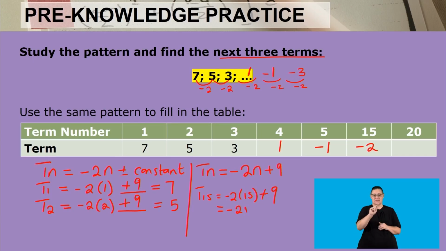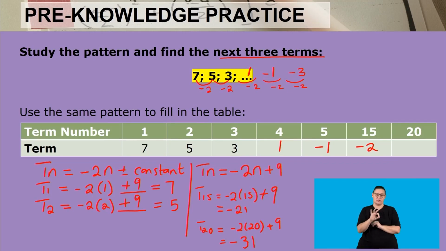And what about the 20th term? Well, when we multiply a 20 by negative 2 and we add 9, do you think you have it? Of course, that is going to be your negative 31. So that is going to be our negative 31. Why? Because negative 2 multiplied by 20 is a negative 40. And when we add 9 to that, that is going to be a negative 31.